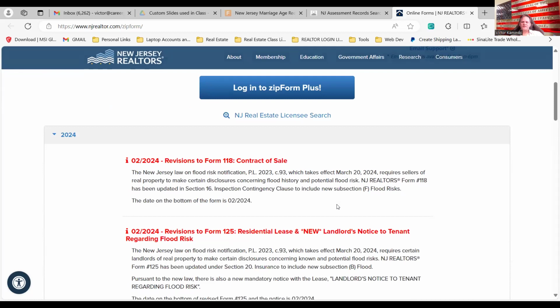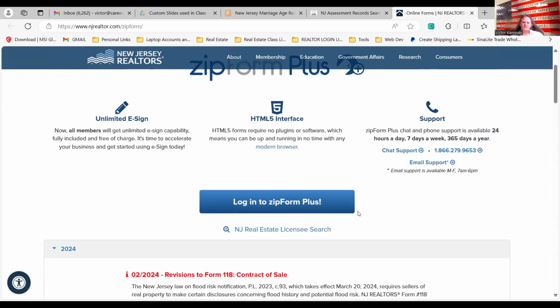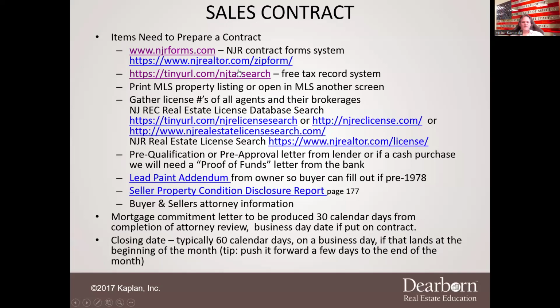So you can see though, this contract form system, they keep updating the contracts for us with updates and revisions to the contracts themselves. So this is why a lot of brokers just use them instead of relying on their own contracts, because the New Jersey attorneys, New Jersey realtors attorneys, they update these contracts.